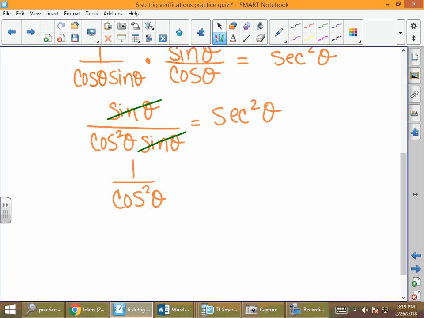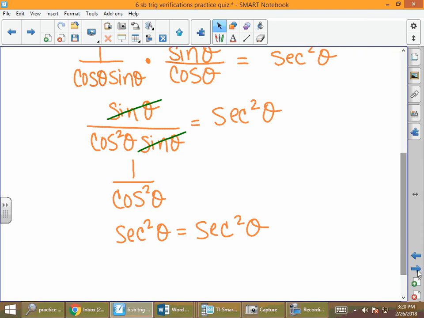Well, 1 over cosine squared theta, if you look above here on your paper, you see that 1 divided by cosine is secant. So 1 divided by cosine squared is secant squared theta. And then what we have is the other half. It matches the other side of the equation. Let's look at the next one.